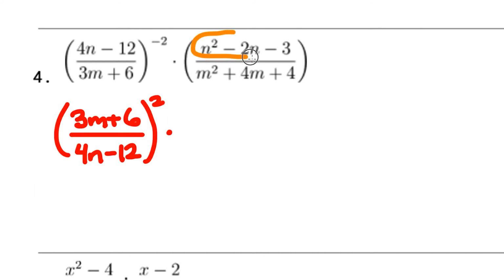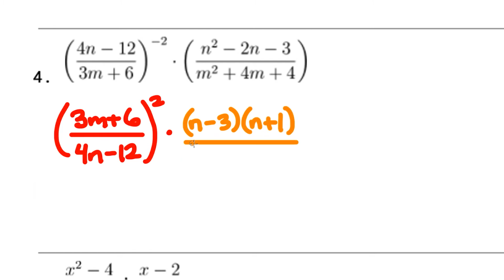I'm going to factor out this top part right here. And you're going to be left with n minus 3 times n plus 1. And then factor out that bottom part right here to get n plus 2 squared, or you can just write n plus 2 times n plus 2. It doesn't really matter so much.